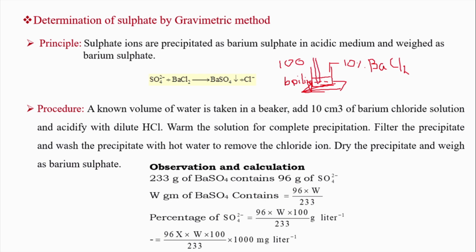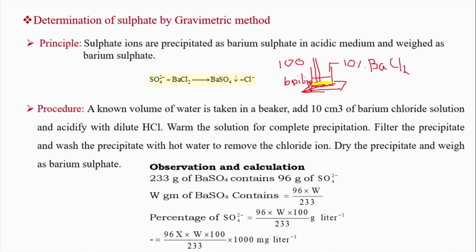Mix well so that all the sulfate ions become a precipitate and settle to the bottom. All the sulfate ions will be settling to the bottom as a precipitate. Leave it in this stage for 20 minutes. This process we call digestion of the precipitate. That means almost all the sulfate ions become barium sulfate according to this equation.